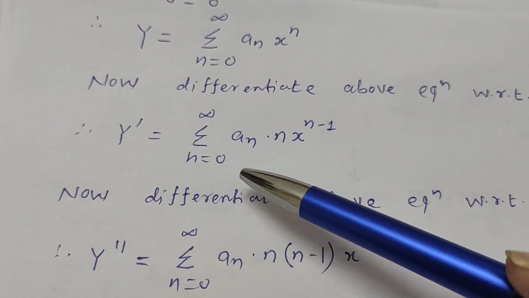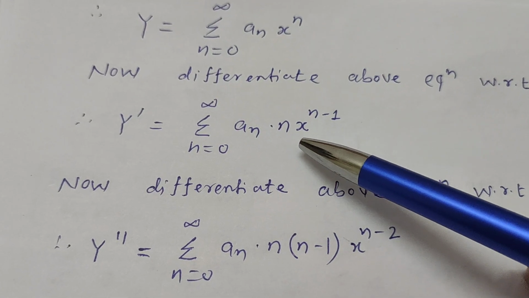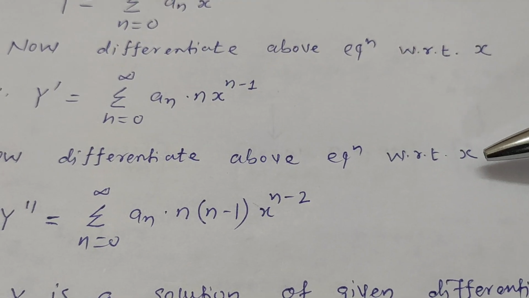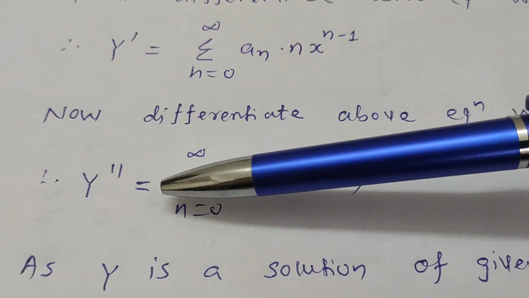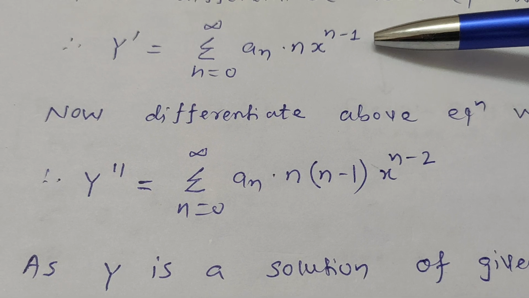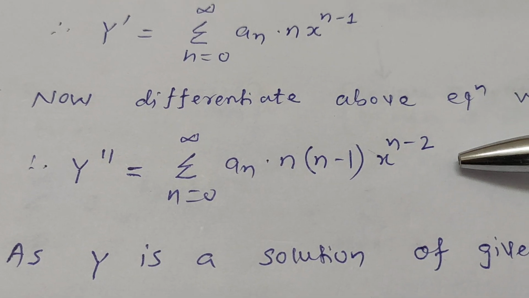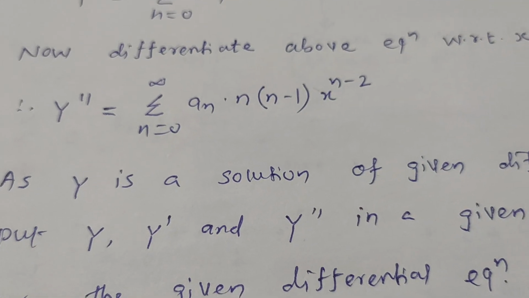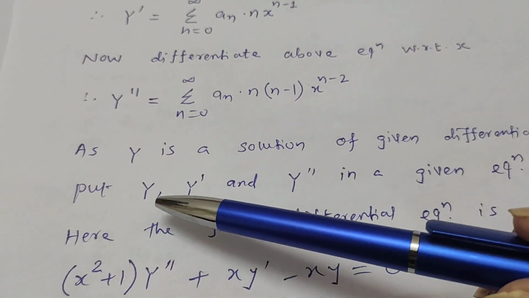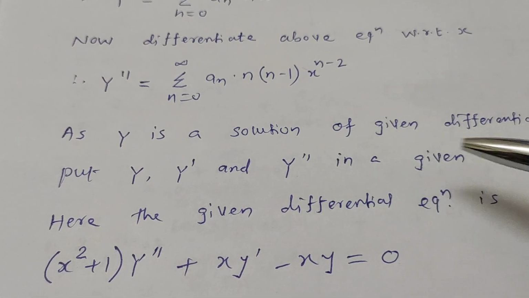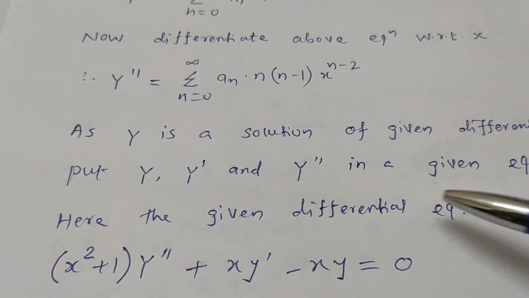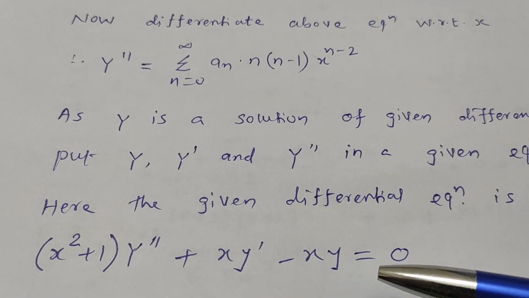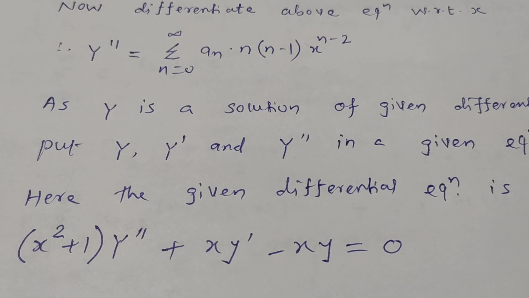So y' is summation from n equals 0 to infinity of an into n into x^(n−1). Now again differentiate this equation with respect to x. So the derivative of y' is y'', and the derivative of x^(n−1) is (n−1) x^(n−2). As y is the solution of the given differential equation, we have to put y' and y'' in the given equation. Here the given differential equation is (x² + 1)y'' + xy' − xy = 0.